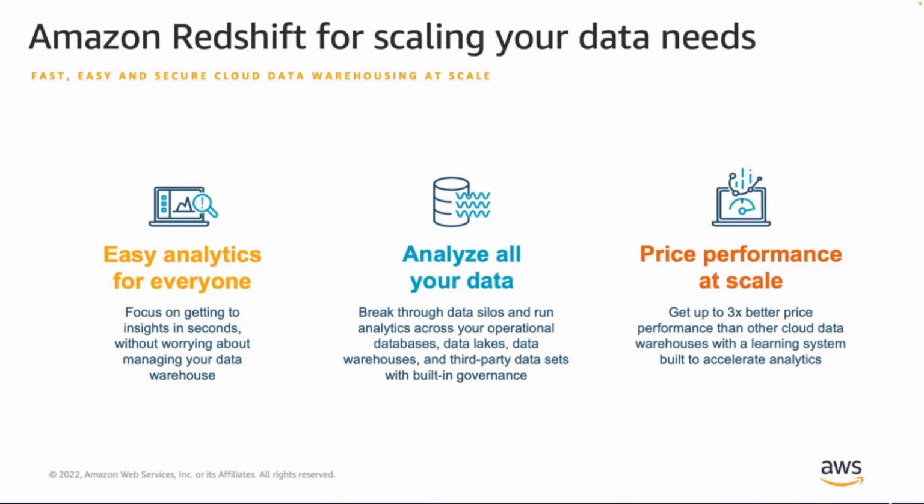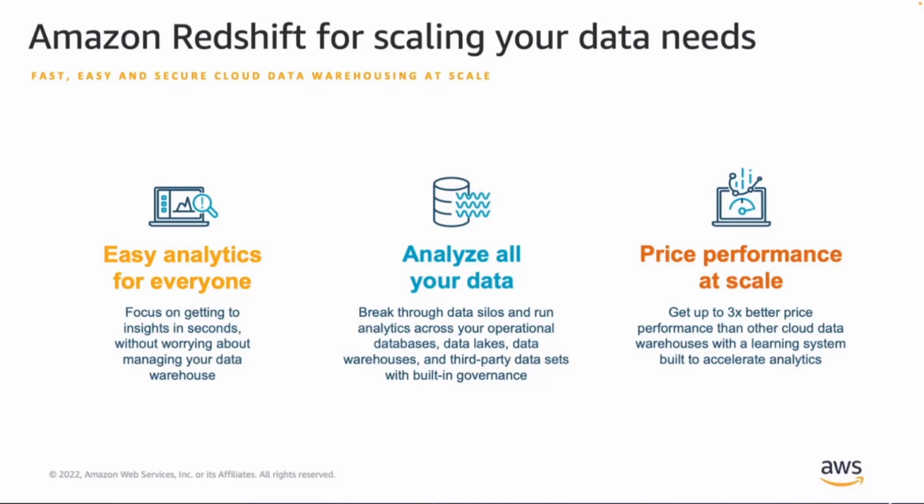The second theme is to enable customers to analyze all of their data. As customers are moving towards a modern data strategy with Redshift as their data warehouse, S3 as their data lake, and using purpose-built data stores, being able to analyze the data, irrespective of where it is stored, is becoming more and more important. And the third theme is around price performance at scale. Redshift provides the best price performance at any scale. With RA3 nodes coupled with managed storage, Redshift provides up to 3 times better price performance compared to other cloud data warehouses.